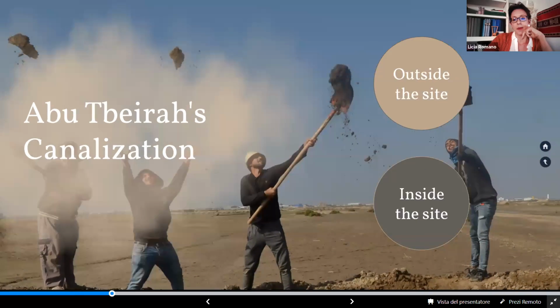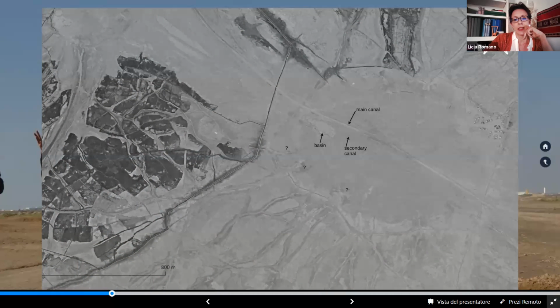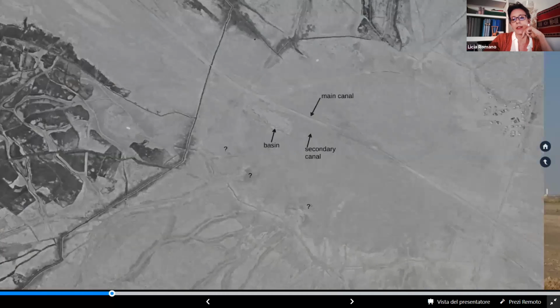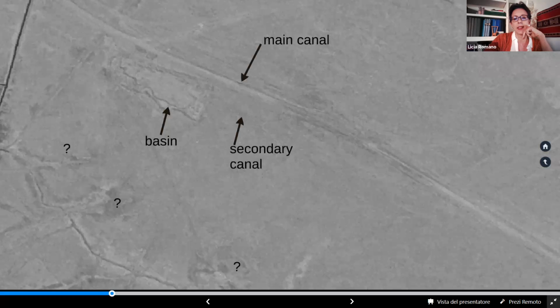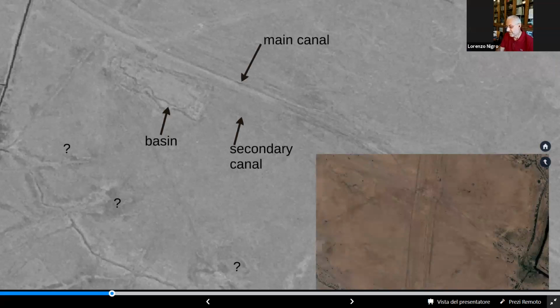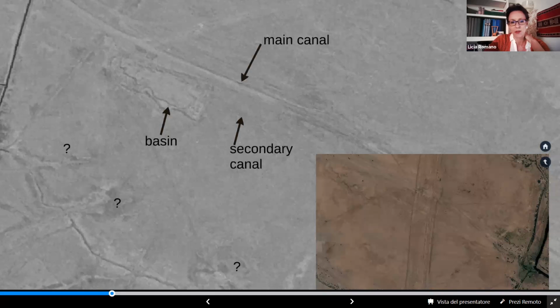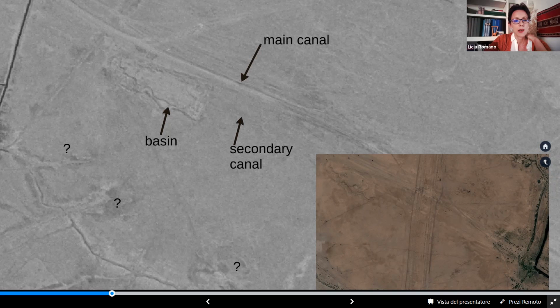If we move inside the site, in this hexagon satellite imagery, the presence of the main canal, of a basin, and of the secondary canal is very clear, and the secondary canal is better visible in this other satellite imagery. Then on the southwestern part of the site, we have some elements that are still not clear and we have to investigate further in the next years.